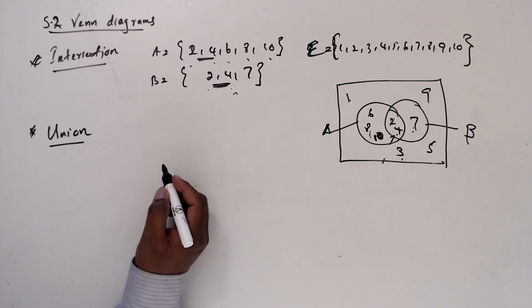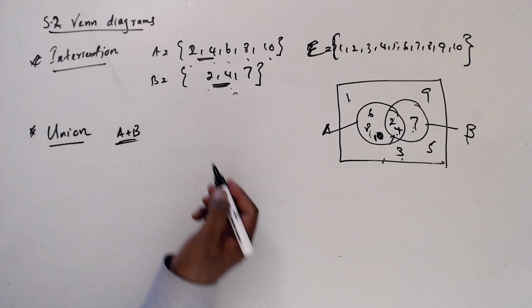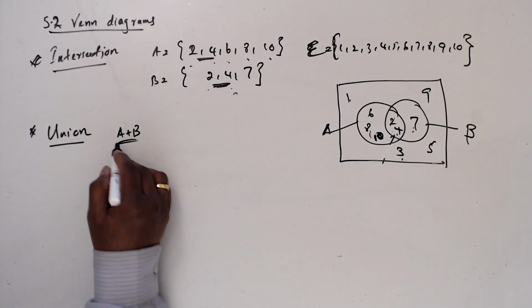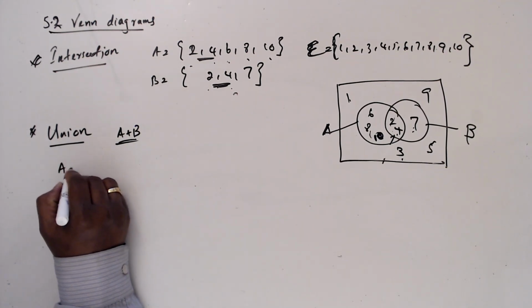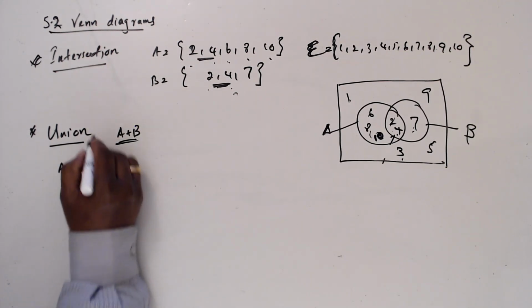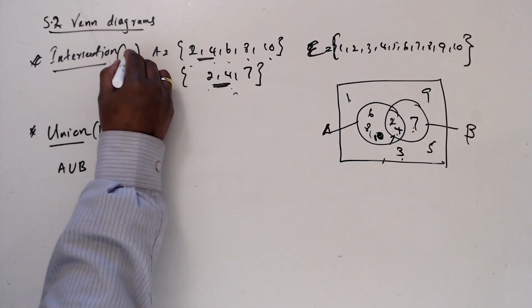Union means, informally, addition. What happens when you add A plus B? We write it like this: A union B. So this is the symbol for union. This is the symbol for intersection.